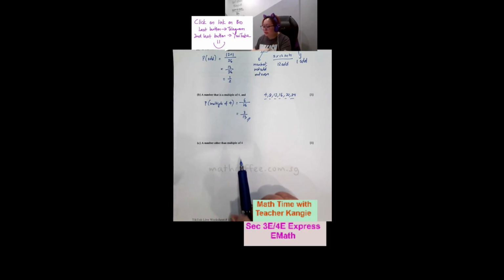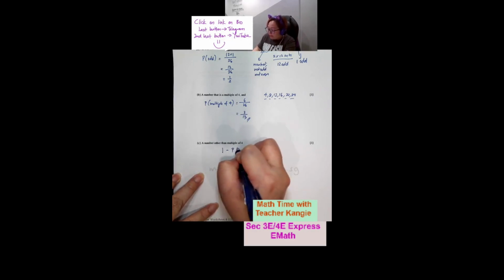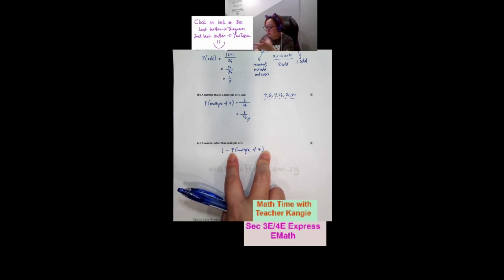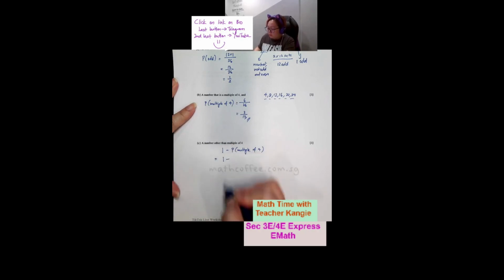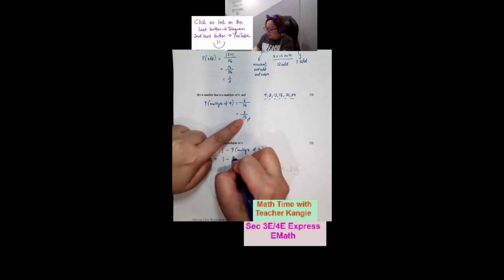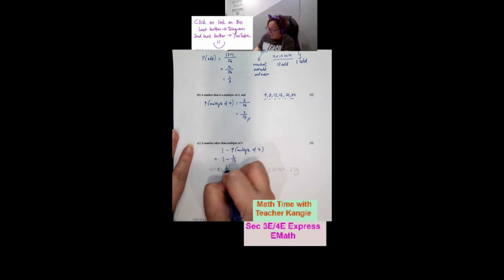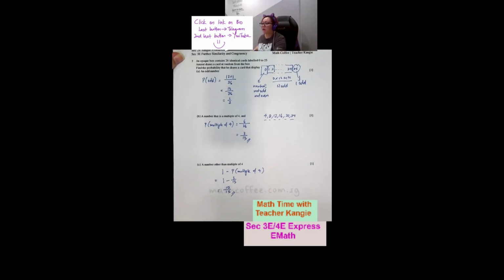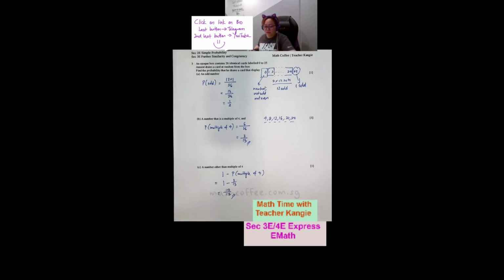Remember just now I taught you, if they ask you for anything except multiples of 4, what I can do is take 1 whole minus the probability of a multiple of 4. Because when I take 1 whole minus the probability of a multiple of 4, it means it is not a multiple of 4. So I can just take 1 whole minus what I found previously, which is 3 out of 13. And therefore, we get 10 out of 13. Done. Okay, so this is how you do question number 3.